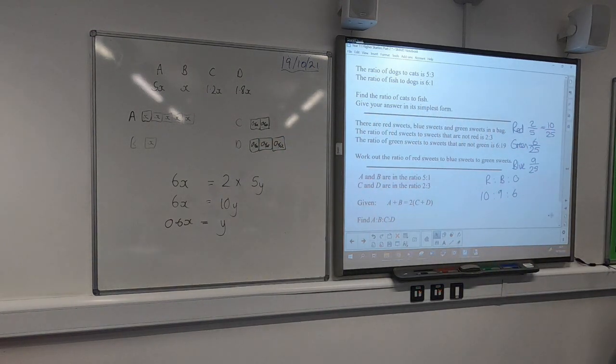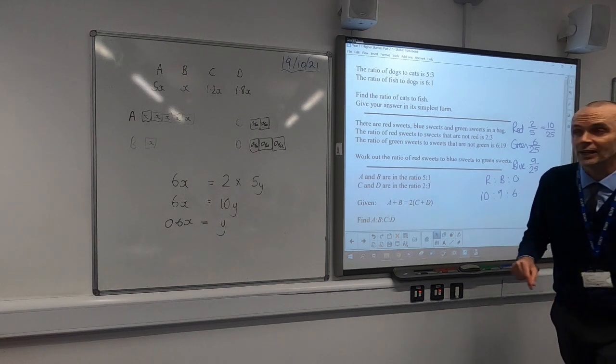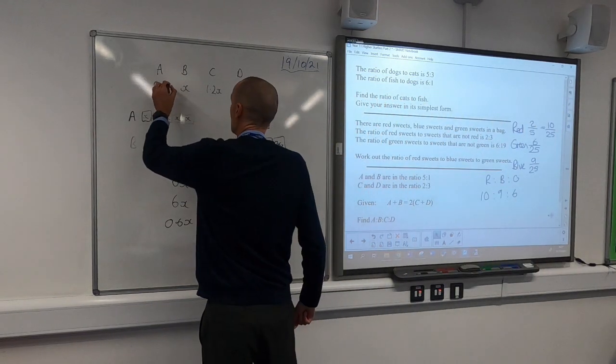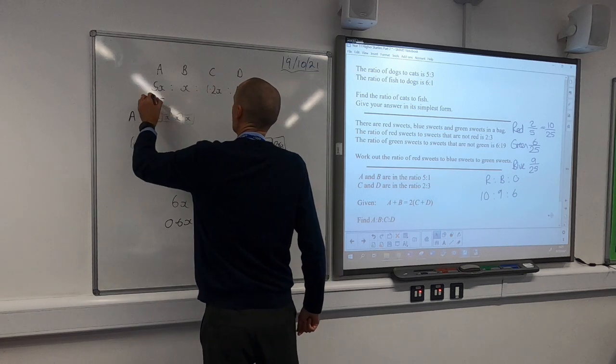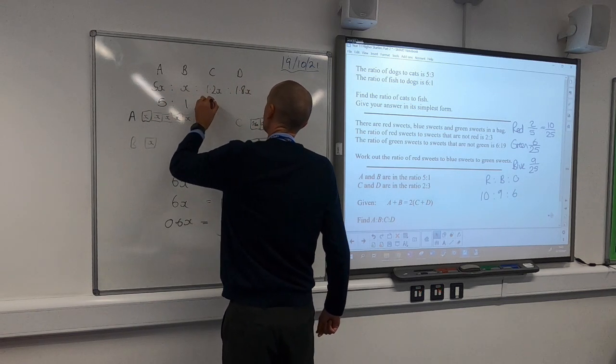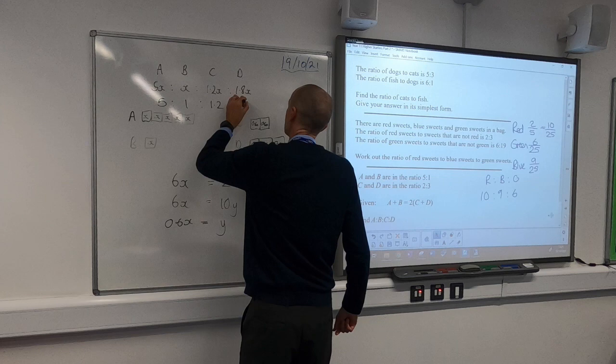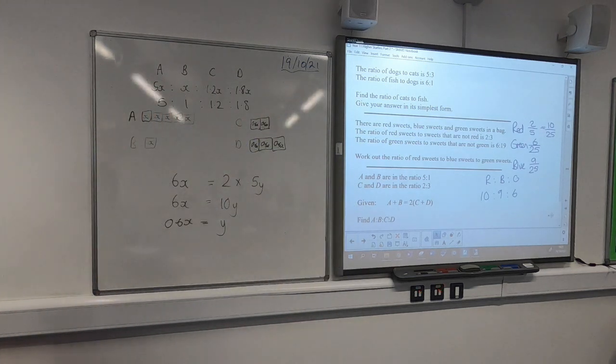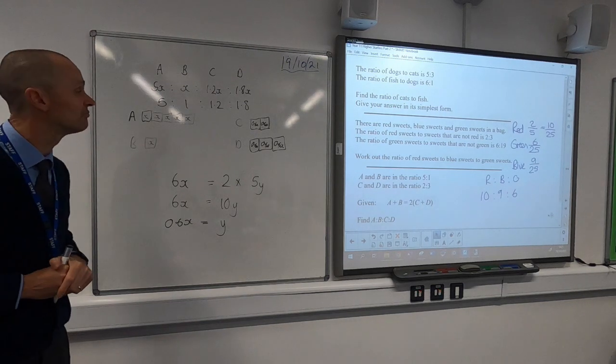Now there's a couple of things wrong with those ratios. They've got letters in them. So I can get rid of the letters, just divide them all by x. Because you can do that with ratio, can't you? You can divide, as long as you divide everything by the same thing. That's the first thing wrong with those ratios.